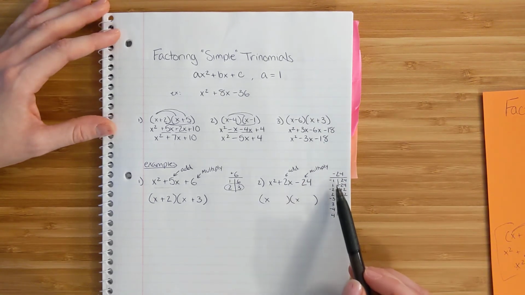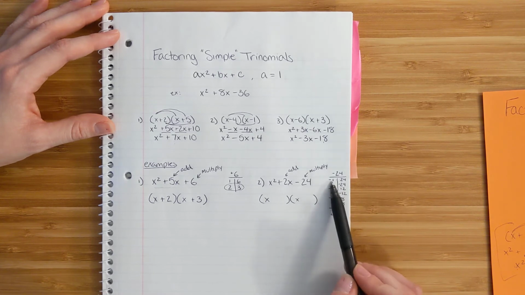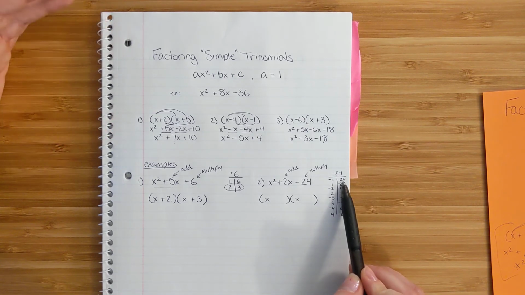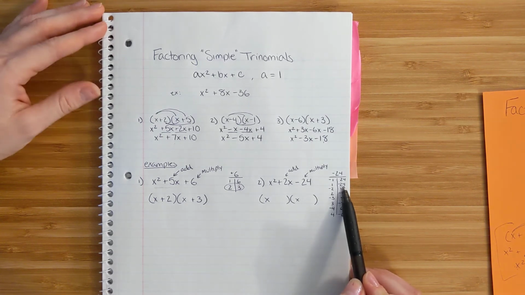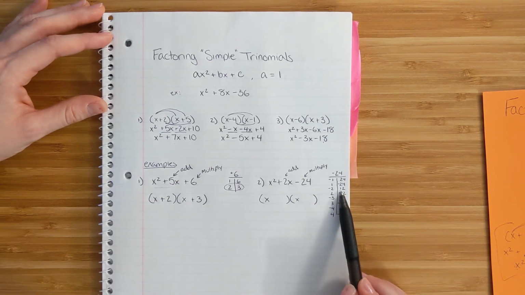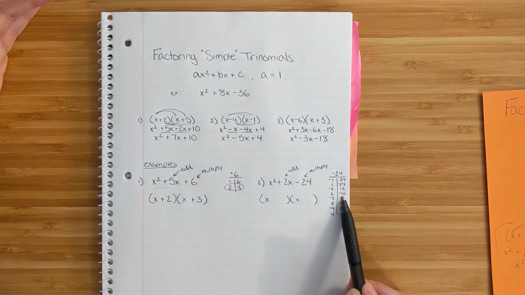Okay, but just to show you guys that there's only one combination that works, let's go through all of them. Negative 1 and positive 24 add to positive 23. Positive 1 and negative 24 add to negative 23. Negative 2 and positive 12 add to 10. Positive 2 and negative 12 add to negative 10.